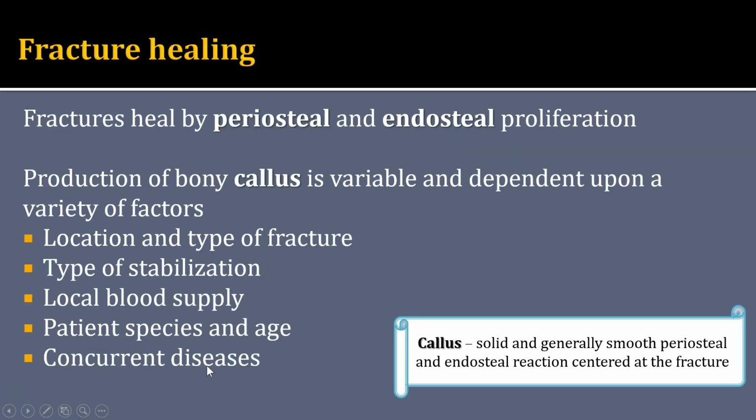Fractures heal by periosteal and endosteal proliferation, which is usually termed a callus. And the callus is a solid and generally smooth periosteal and endosteal reaction, which should be centered at and localized to the fracture. However, the production of bony callus is variable and is dependent upon a lot of factors. Those factors can include location and type of fracture, the type of stabilization used, the local blood supply, the patient species and age, as well as any concurrent diseases of that patient.